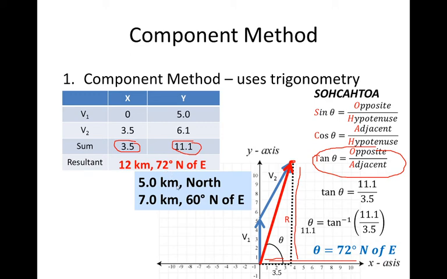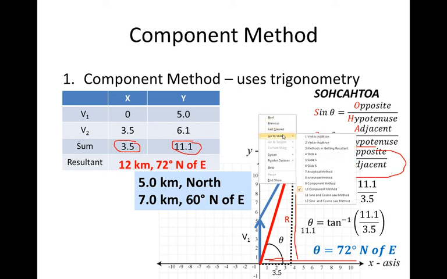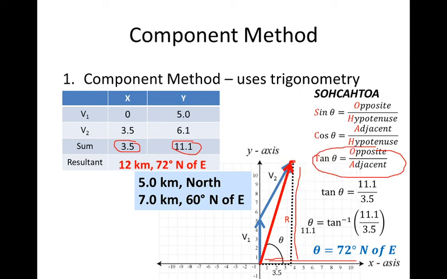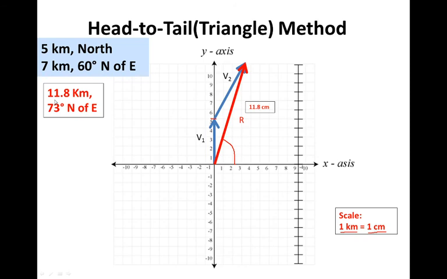Now comparing it with our graphical method a while ago, that was just the same. So it is around 11.8, I think, so more or less the same. So let us go back to that slide. So we have it here, 11.8 kilometers, 72 degrees north of east.